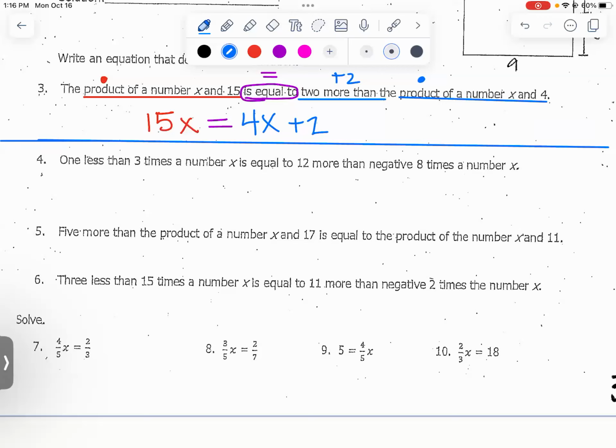Two more than is one of those turnaround phrases where we have to write it second. Or if I say less than or subtracted from, those are turnaround phrases where it has to come second. Do you have written what I have written? Yes, ma'am. I'm going to give you 60 seconds to try number 4.